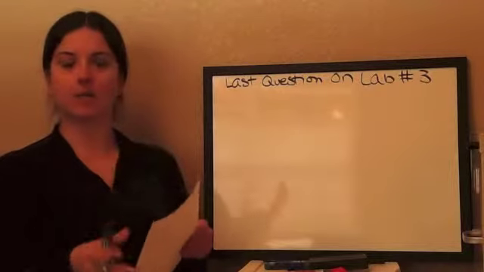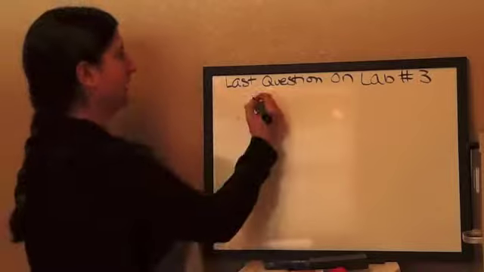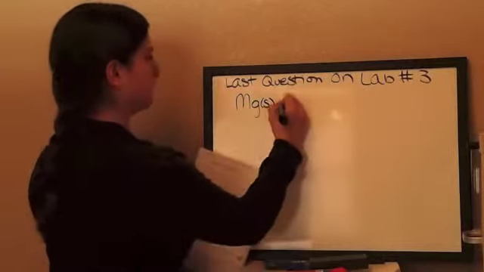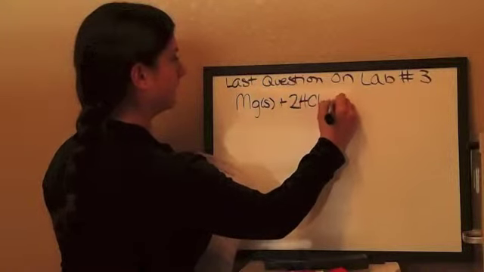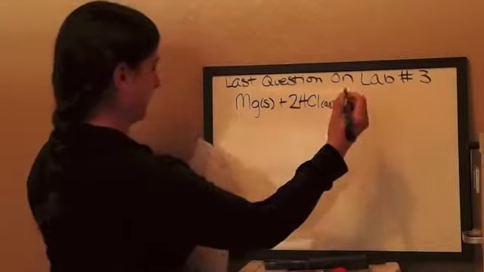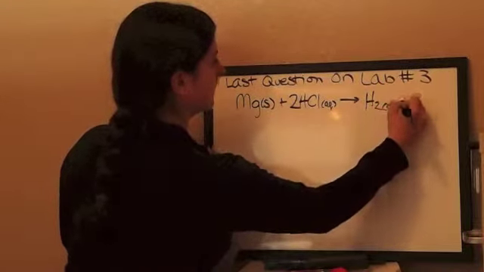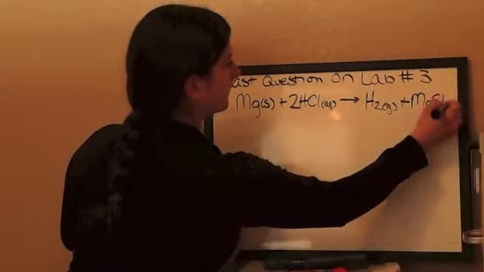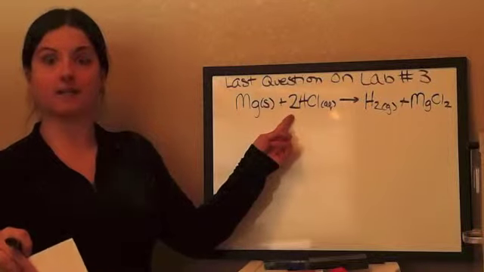So I'm going to write out the equation that's governing this particular reaction. It is magnesium solid plus 2 hydrochloric acids goes to make hydrogen gas and magnesium chloride. Now this is the balanced reaction that we're going to use later in this problem.